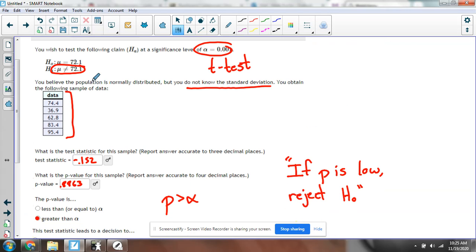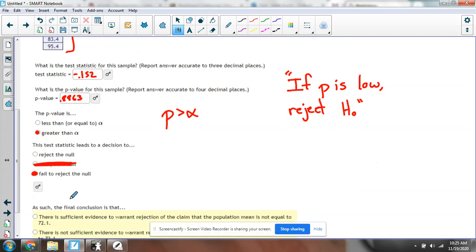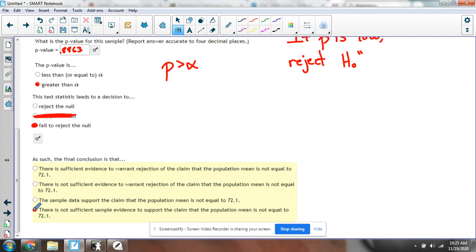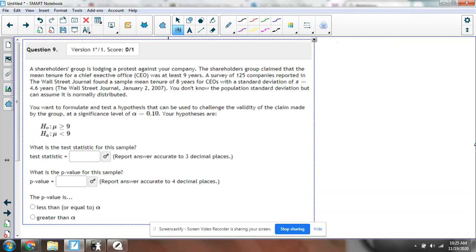Usually your conclusion is always going to be written in terms of the alternative, whether you can or can't prove that. In this case, we can't prove it. If we could prove it, it would be C, but since we can't prove it, it's option D.